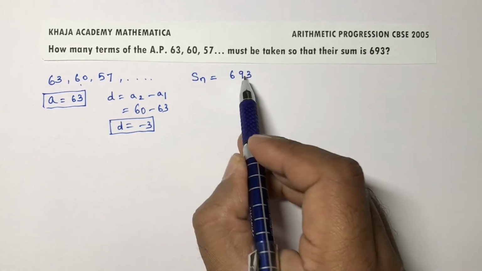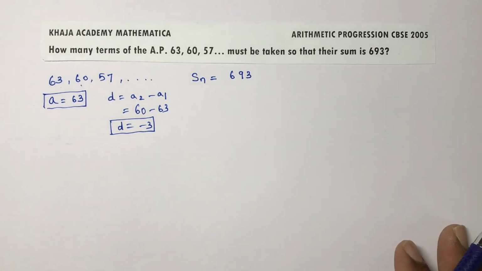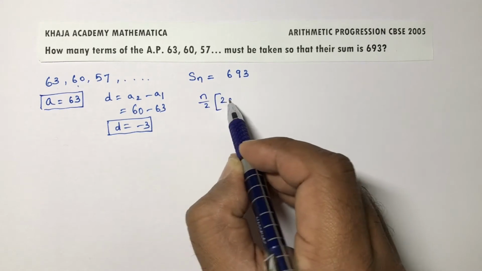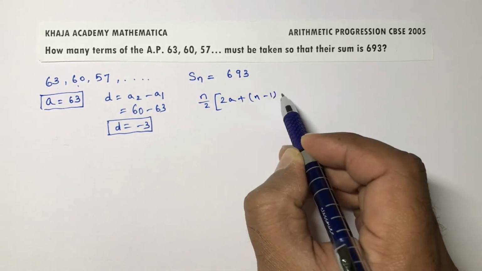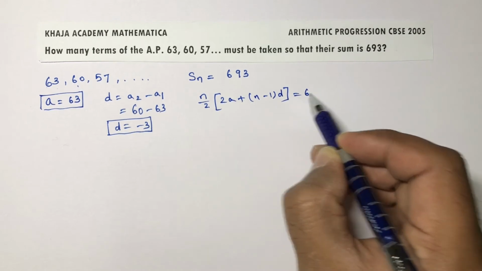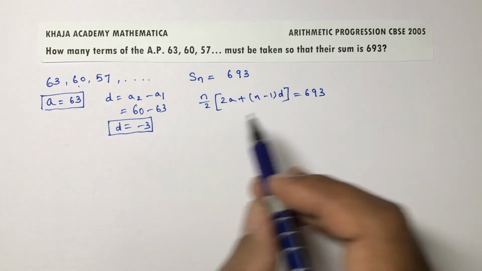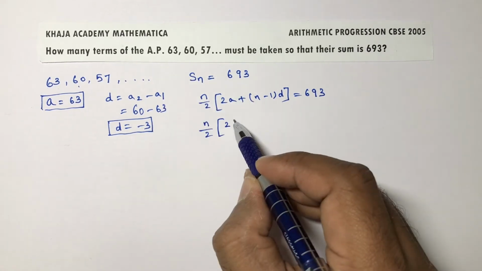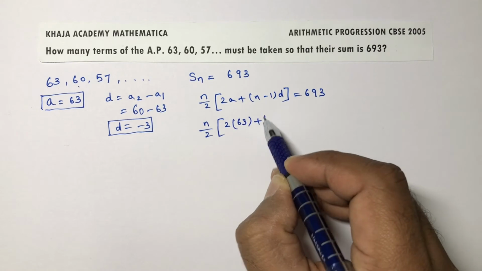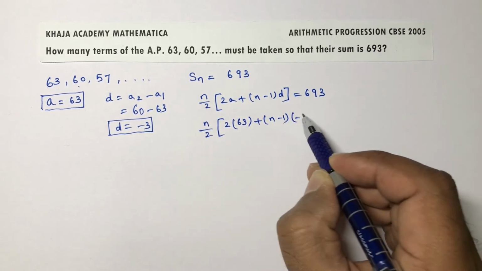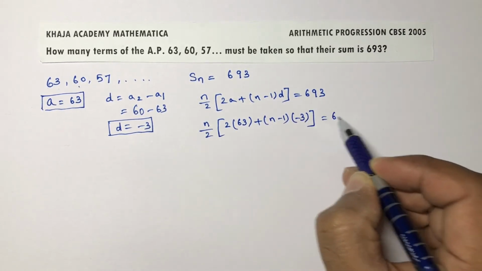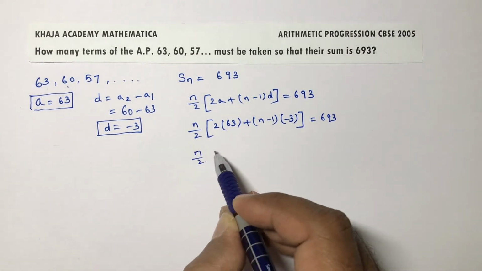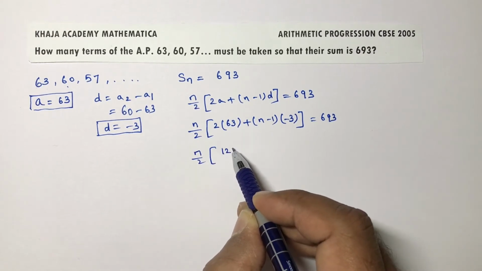How many terms they'll add so that the result is 693 is the question. Now, the Sn formula: n by 2 into 2a plus n minus 1 into d equals 693. Now substitute the values of a and d. n by 2, 2a, which is 63, plus n minus 1 into d, which is minus 3, equals 693.